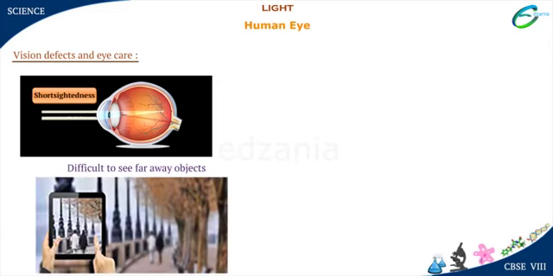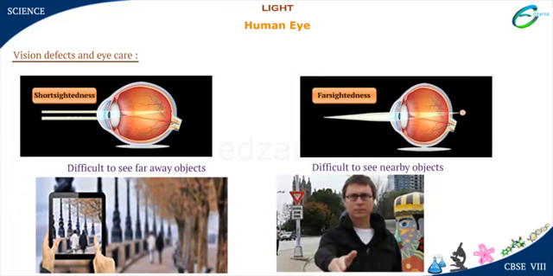When a person finds it difficult to see far-away objects, the person suffers from short-sightedness vision defect. In this defect, the image of the object in the eye forms in front of the retina. When a person finds it difficult to see nearby objects, the person suffers from far-sightedness vision defect. In this defect, the image of the object in the eye forms beyond the retina.